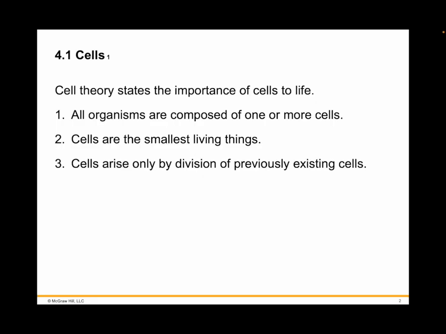Let us begin. Here you all will state the three principles of the cell theory. They are as follows. All organisms are composed of one or more cells. Cells are the smallest unit of life. And lastly, cells arise from pre-existing cells.